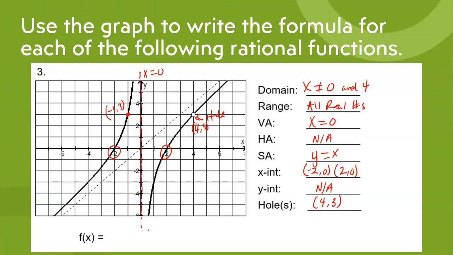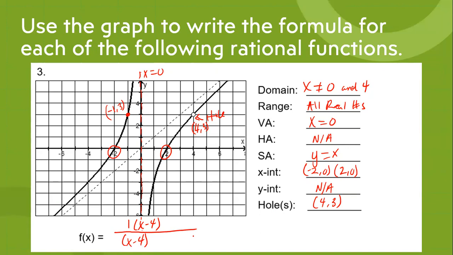So writing our equation, we said that our A represents either our horizontal asymptote or the slope of our slant asymptote. What's the slope of our slant? Slope is just 1. Okay, next we're going to identify our holes. At what x value is our hole at? 4, so therefore the factor would have to be x minus 4. Holes go in the numerator and in the denominator.